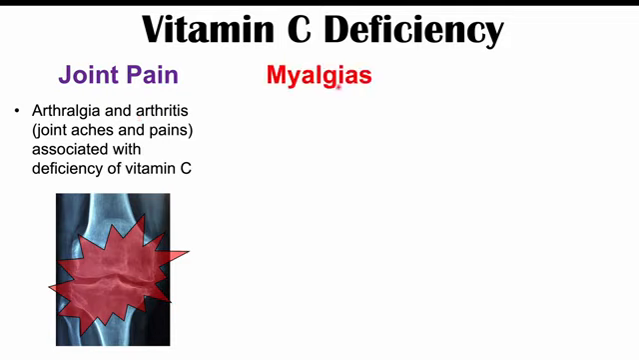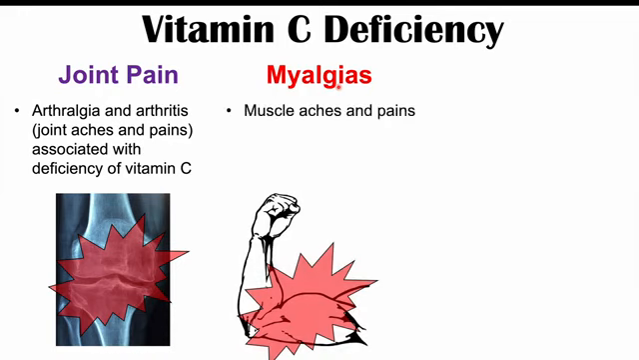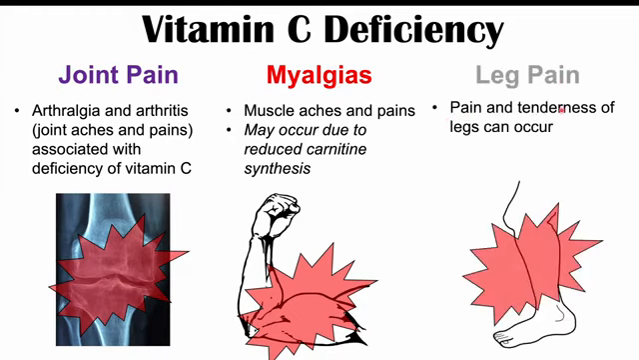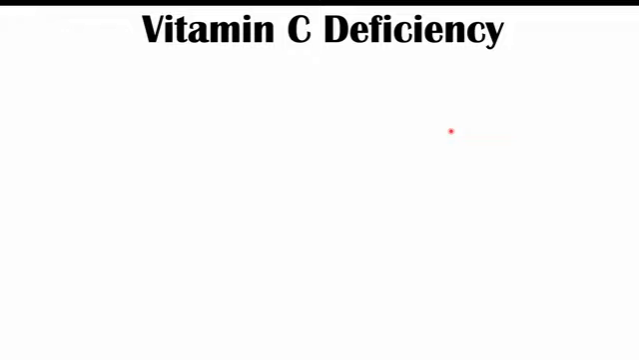We can also see issues with myalgias. Myalgias are muscle aches and pains. And this may occur in vitamin C deficiency due to reduced carnitine synthesis. As mentioned before, vitamin C is important in carnitine biosynthesis. And we can also see issues with leg pain. So pain and tenderness occurring over the legs can occur as well.